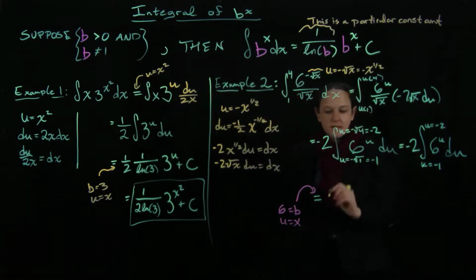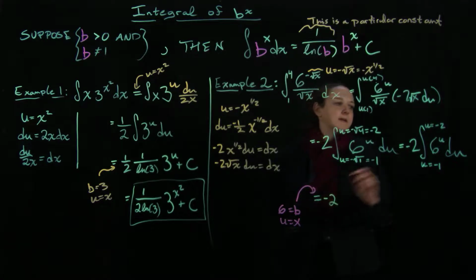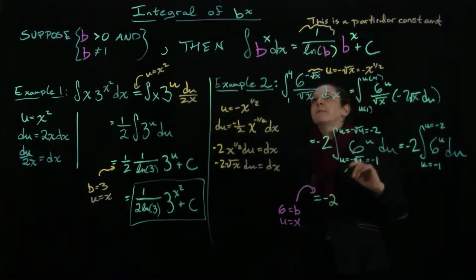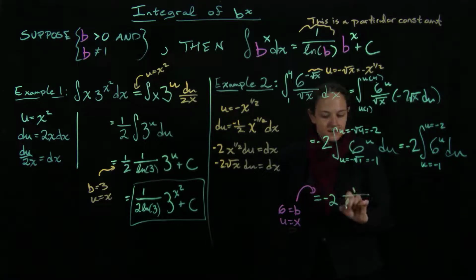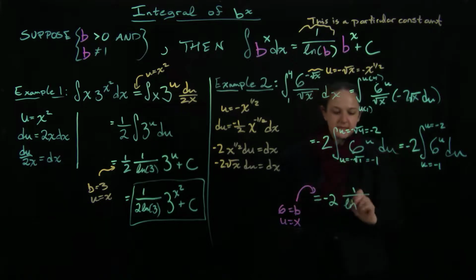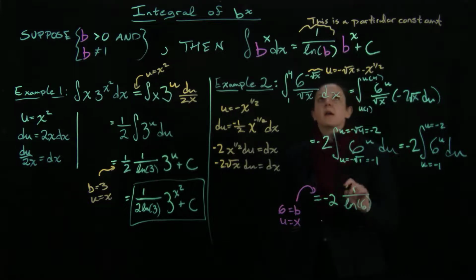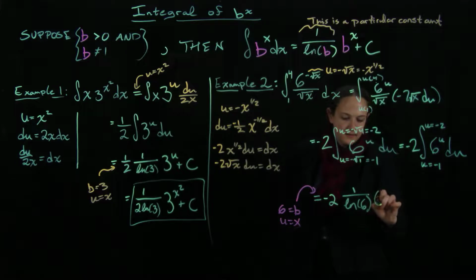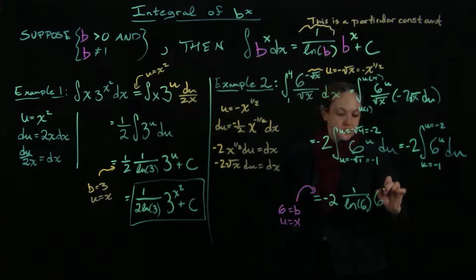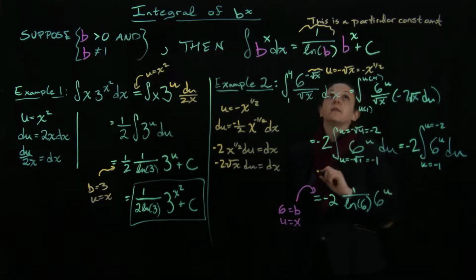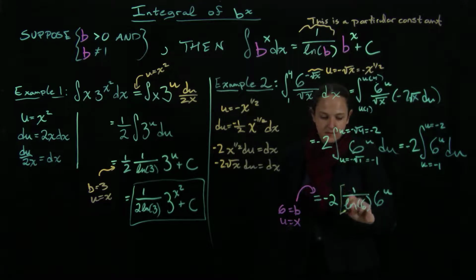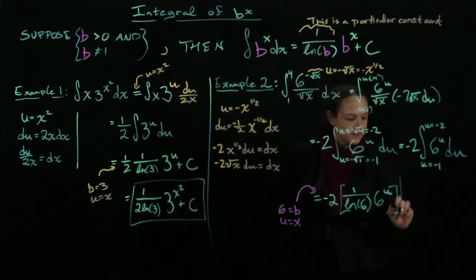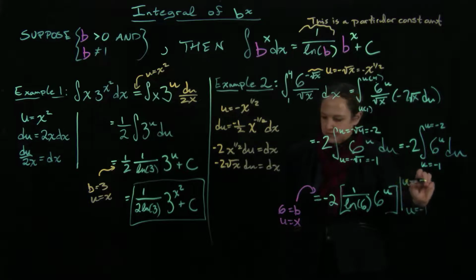And so this is going to equal minus 2 times, and then we do it with this here. So I get 1 over the natural log of, and our b is 6, so we put that in there. And then we have to do our 6 to the u. Don't get that confused there. We don't need the plus c because it's a definite integral, but I do need to evaluate that at my bounds, u equals minus 1 and u equals minus 2.